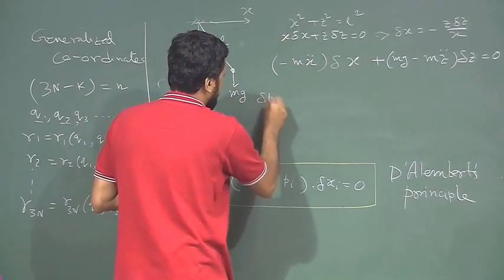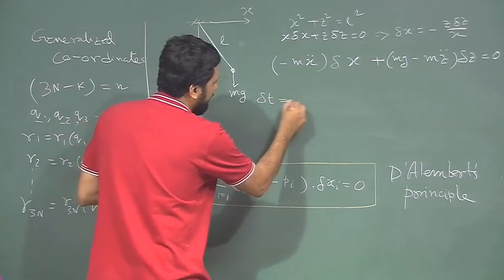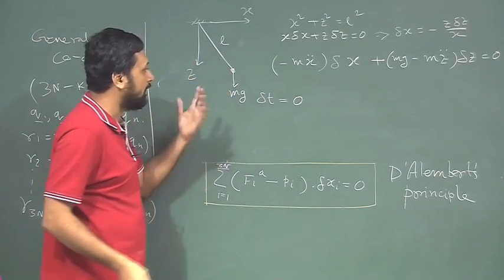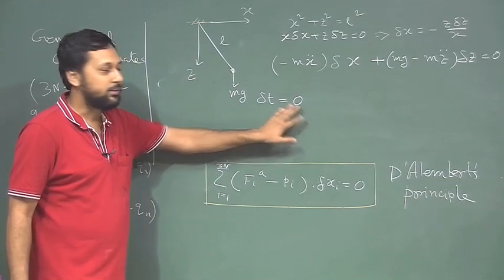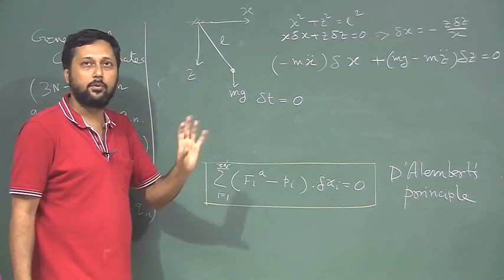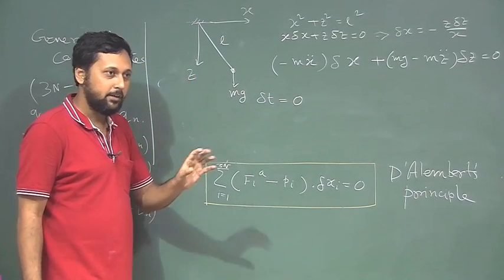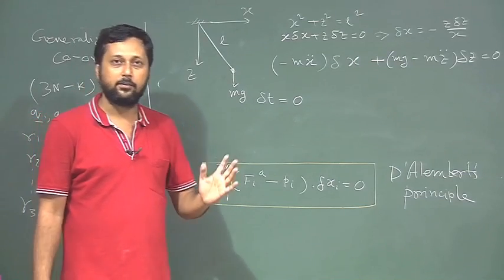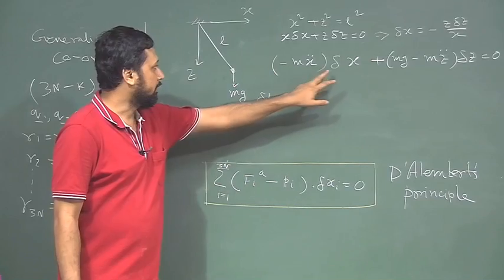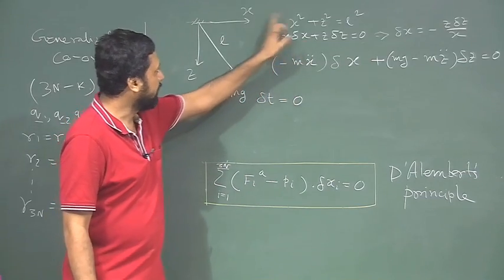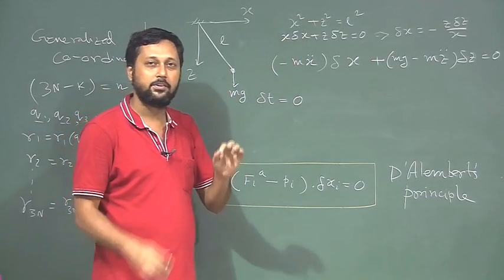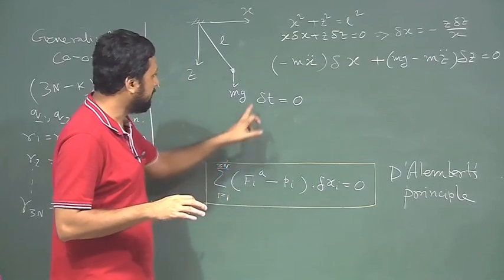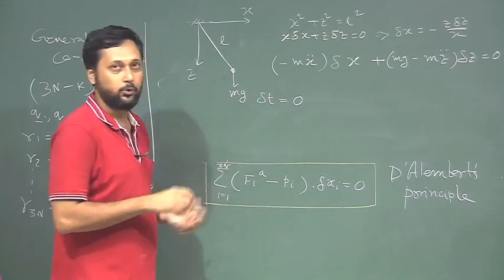because anywhere we encounter a delta t, we uniformly put it equal to 0. So, delta t is always equal to 0. Keep that in mind and just apply any standard derivative operation. When we are using virtual displacement, use it as if it is a normal derivative, but make sure that whenever you see a delta t, put that equal to 0.